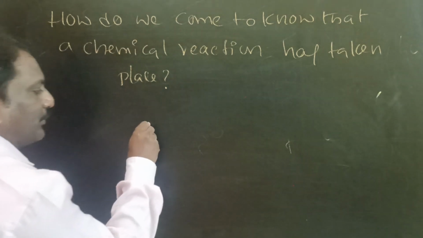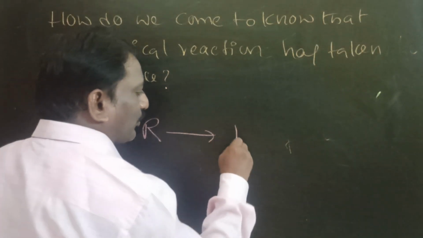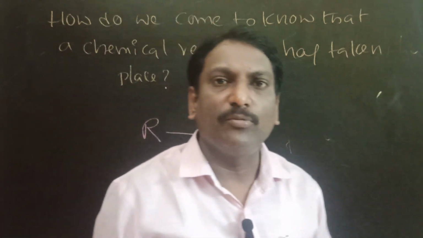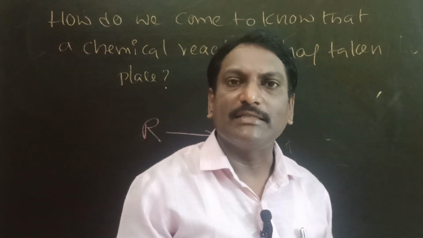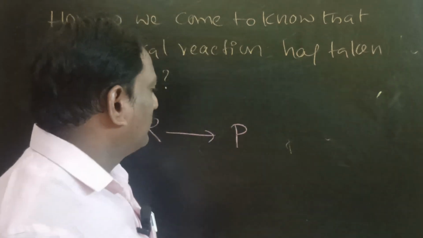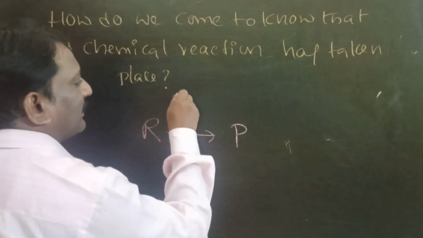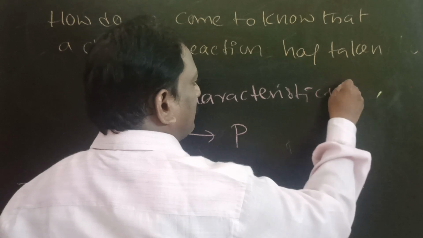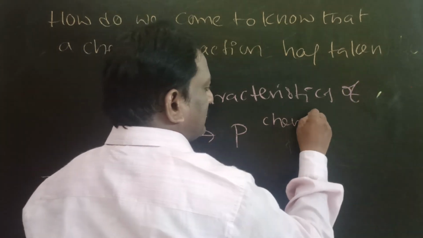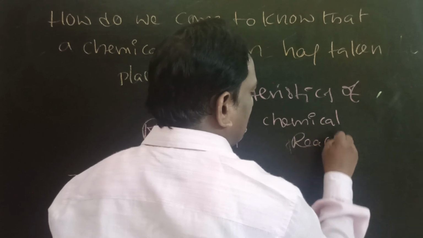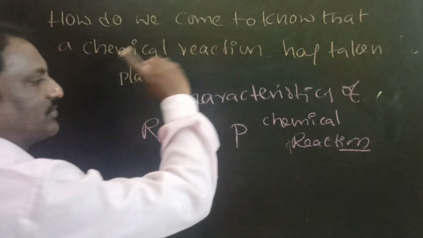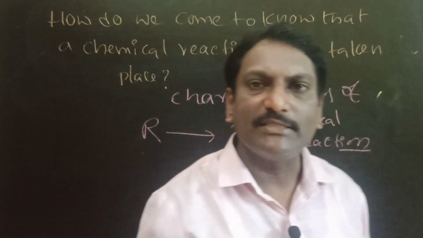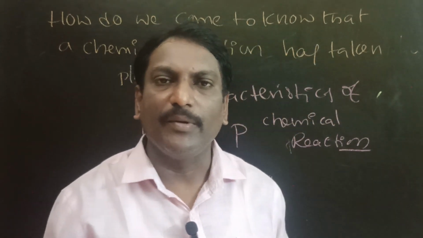Listen. During the conversion of reactants to products, you must have seen some observable features. These observable features are called characteristics of chemical reactions. So the answer is with the help of characteristics of chemical reactions. This is the answer for the given question. How do we come to know that a chemical reaction has taken place? With the help of characteristics of chemical reactions.